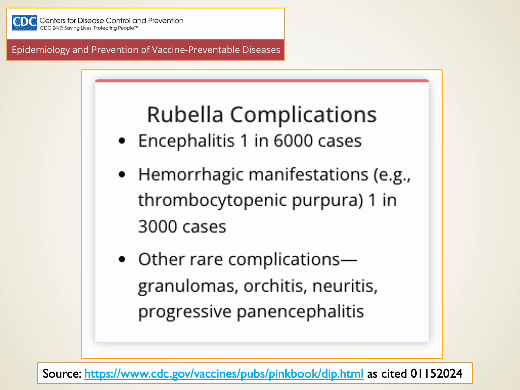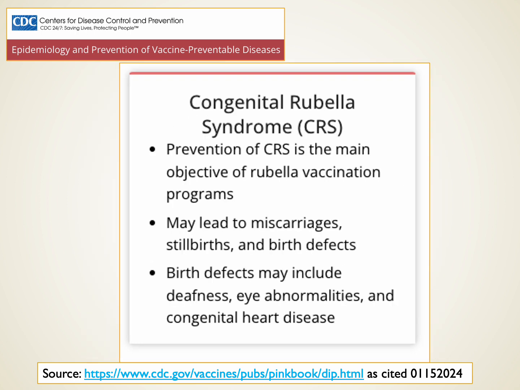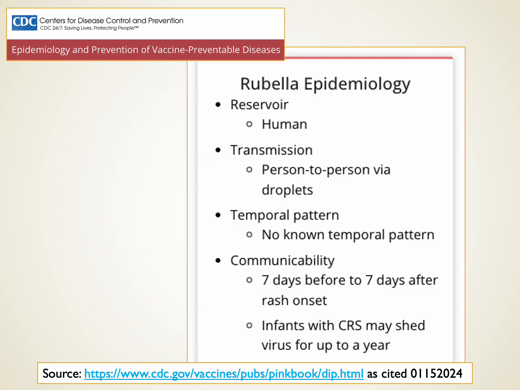Complications are encephalitis. Hemorrhagic manifestations happen in about 1 in 3,000 cases, and sort of other complications listed here as well. And congenital cases lead to miscarriage, stillbirths, birth defects. Epidemiology, again, human, person to person via droplets.